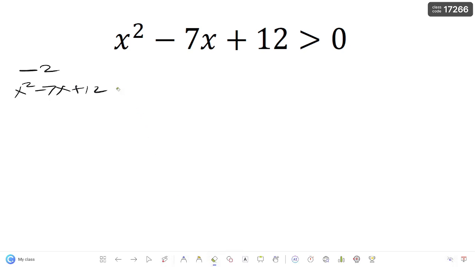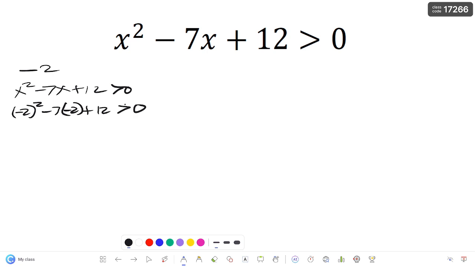Hindi yan equal. Dapat yan ay greater than 0. Now, substitute natin yung negative 2: negative 2 squared minus 7 times negative 2 plus 12 greater than 0. Simplify, so this is 4. Negative times negative 2 is 14, plus 12 greater than 0. So, dito, ang sagot ay 4 plus 14 plus 12, so 30. Is 30 greater than 0? Tama ba ito? So, ito ay true.